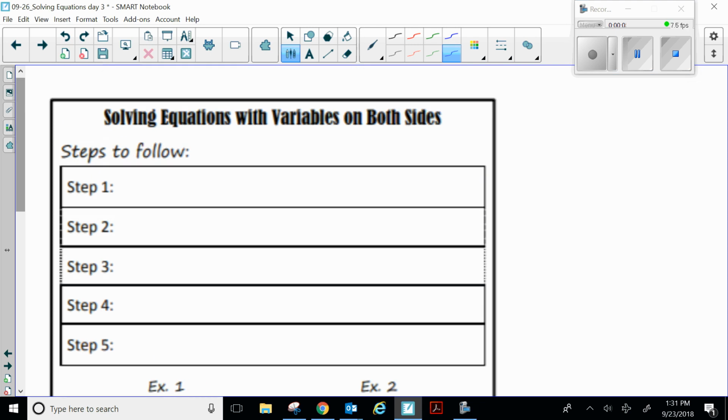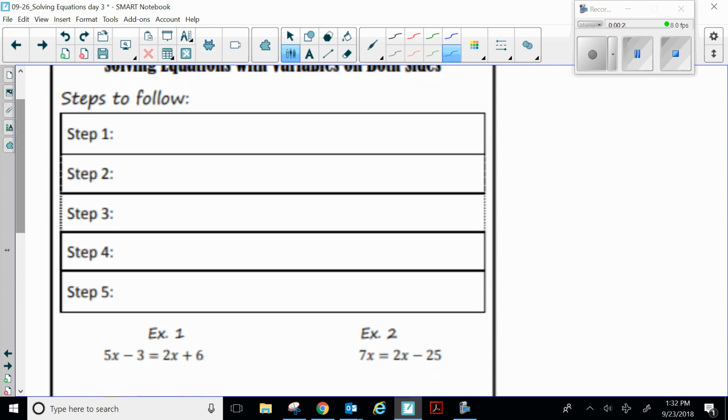This is Mrs. Fraser with solving equations with variables on both sides. So we are going to look at some steps to follow when solving equations with variables on both sides. Just remember that steps don't always have to be followed. There might be a step that doesn't always occur, but these will just be a guideline for us as we are solving equations.